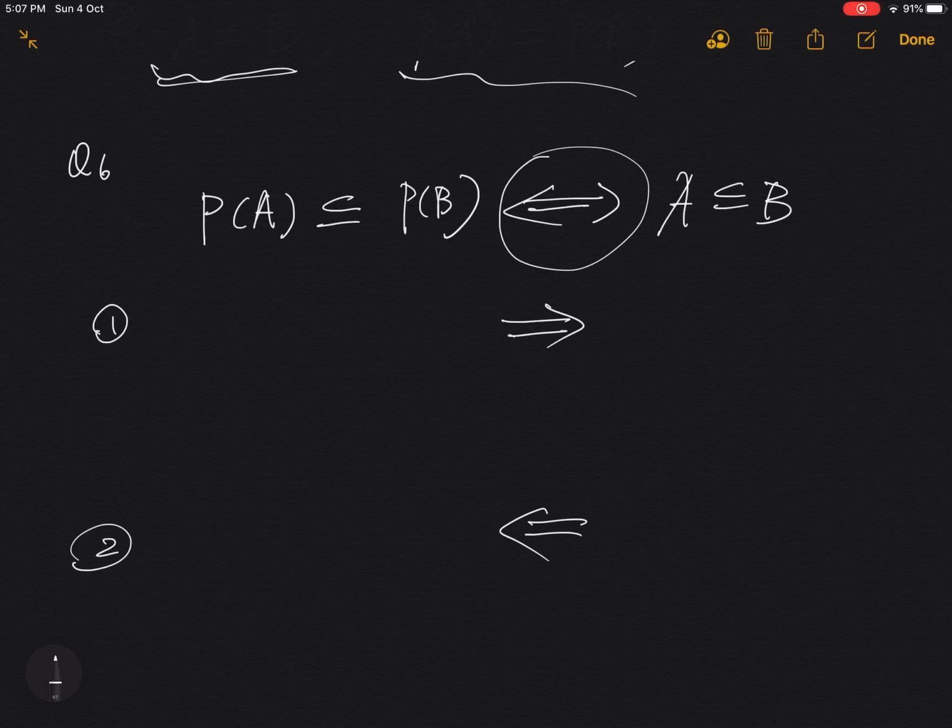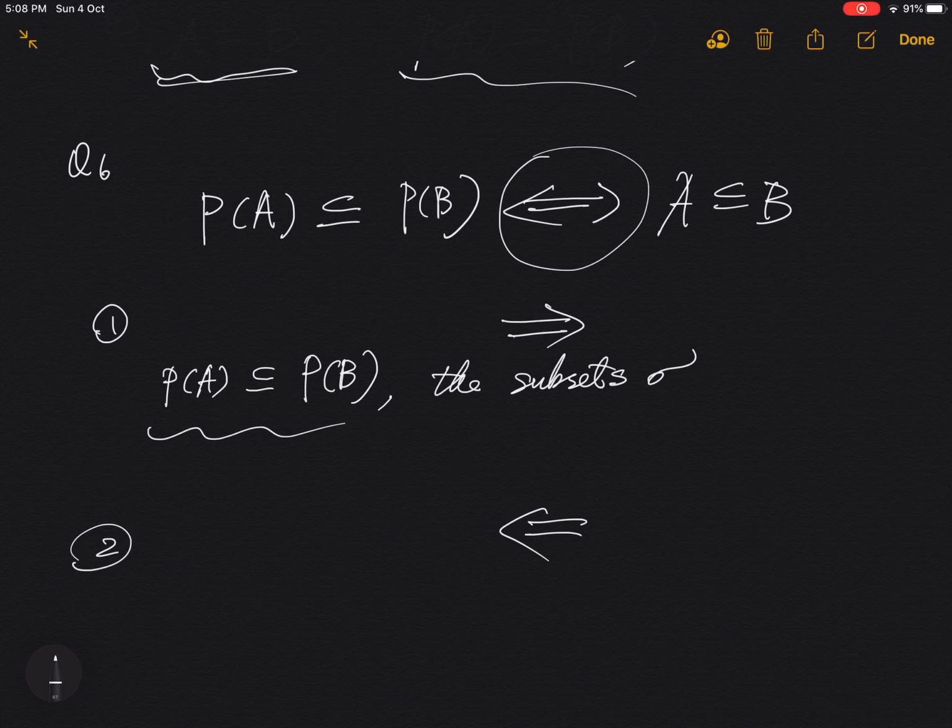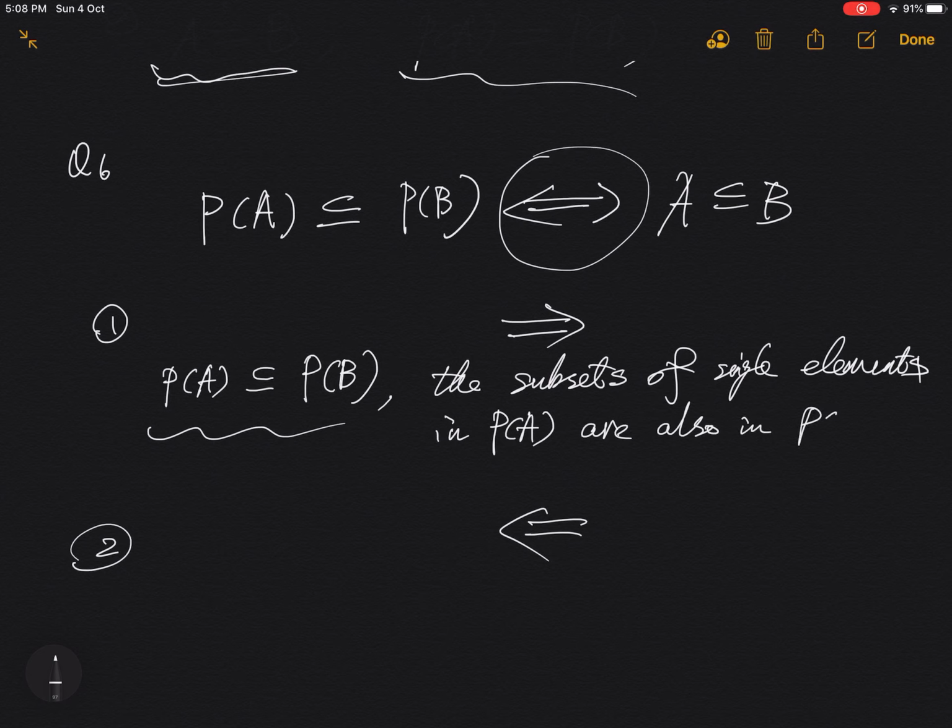So firstly, we consider if we have a power set of A is a subset of power set of B, this also means every single element subset of our set A is also in our set B. So we can have A is a subset of B.